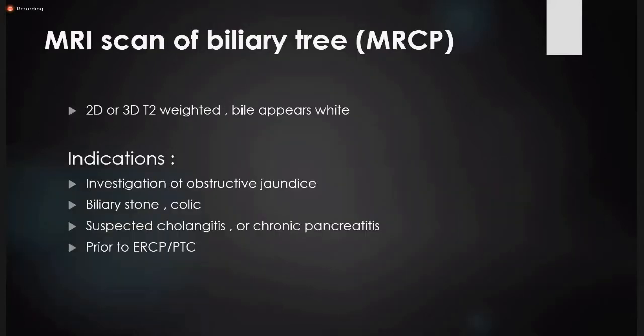The most commonly used MR technique is MRCP. It is done for the biliary tree. It is a highly weighted T2 weighted image in which bile appears white, because you now want to see bile. What are the indications of this MRCP? It is obstructive jaundice. You want to see biliary stones, or the patient comes to you with biliary colic, suspected cholangitis, that is infection of the biliary channels, or chronic pancreatitis, in which you want to see the bile duct and the pancreatic duct, and ductal stones. And MRCP is usually done to see the anatomy before going for interventional procedures such as ERCP and PTC.